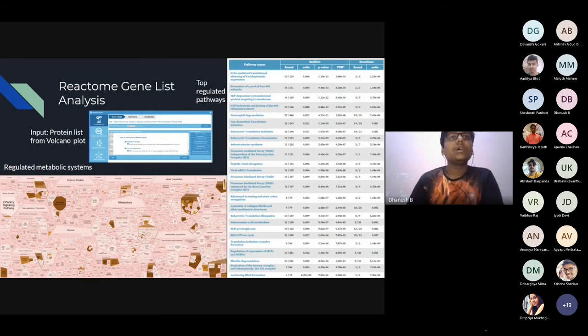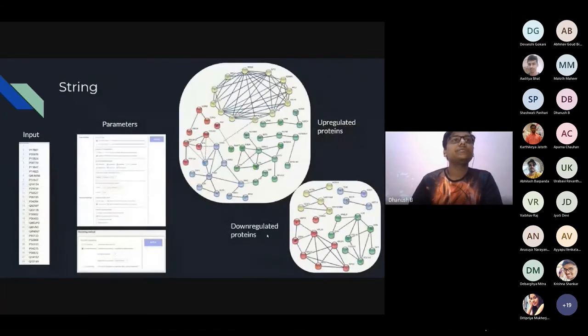It also gave 25 top regulated pathways, which include neutrophil degranulation, platelet degranulation, Rho GTPase signaling cycle, along with an image which showed the effects in different metabolic systems. The darker the region, the more significantly upregulated.